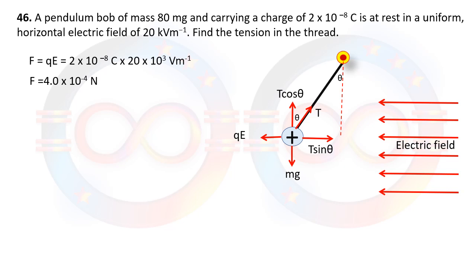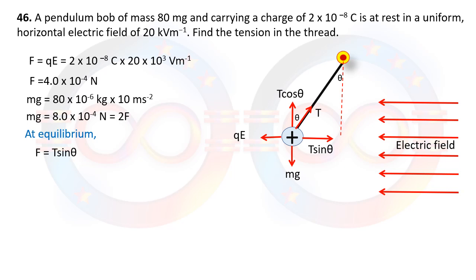So if you want to calculate F, that is QE, it is nothing but 4 into 10 raised to minus 4 Newton. If you want to calculate mg, it is nothing but 8 into 10 raised to minus 4 Newton. It means mg is just double the electric force. So for convenience in our calculation, I have written here 2F, where F is equal to 4 into 10 raised to minus 4 Newton, and I have taken mg equal to 8 into 10 raised to minus 4 Newton as 2F. At equilibrium, T sin theta is equal to QE or F, and T cos theta is equal to mg.